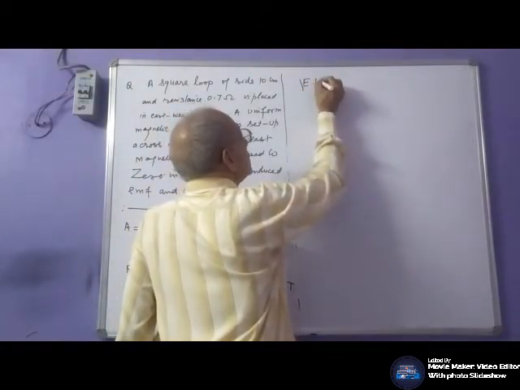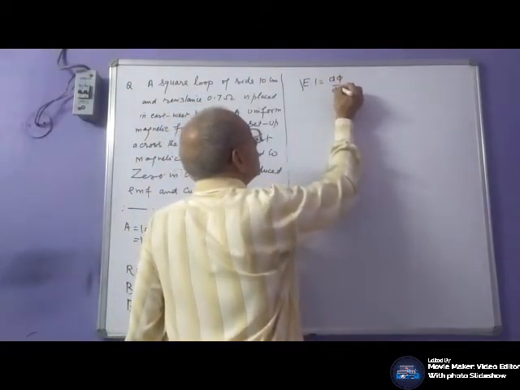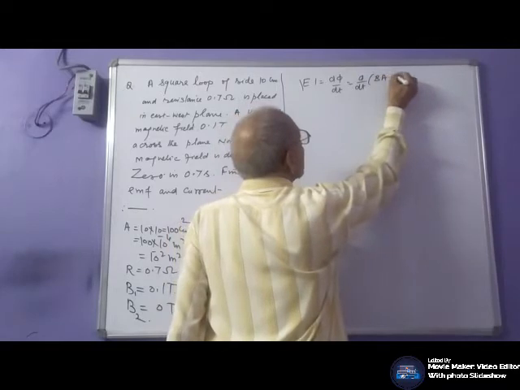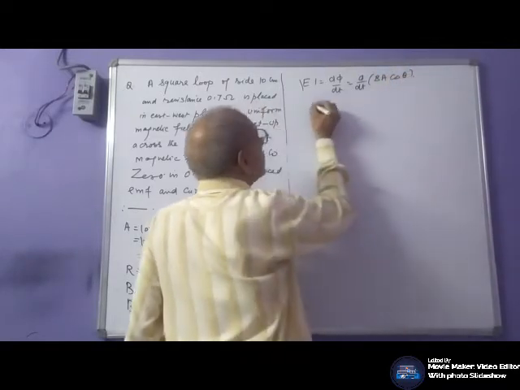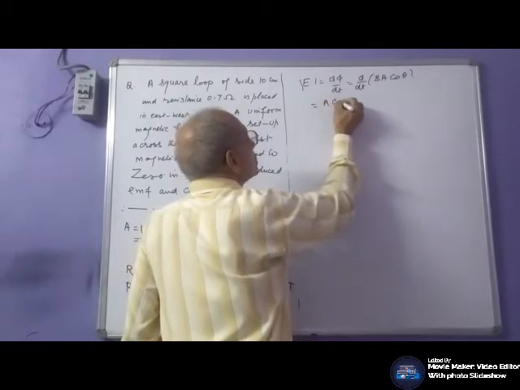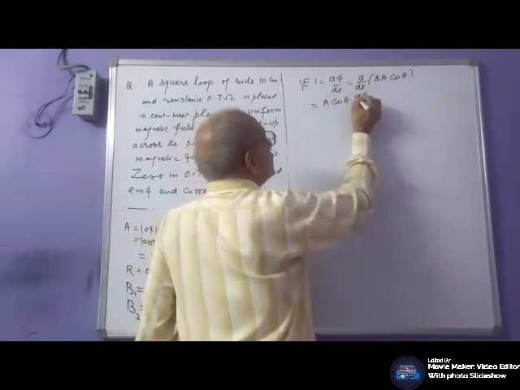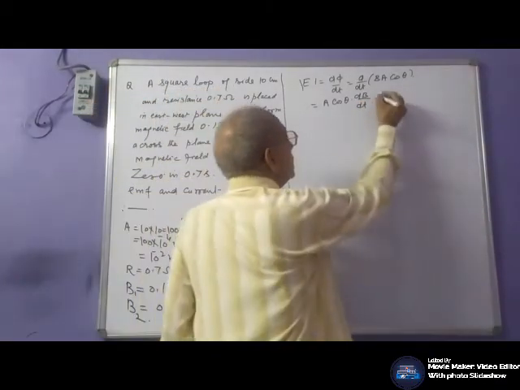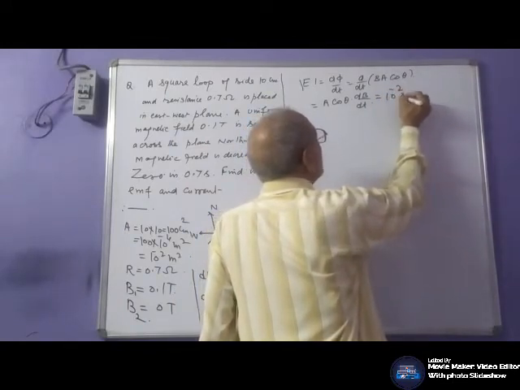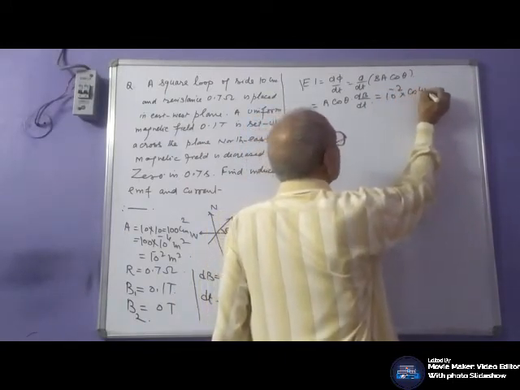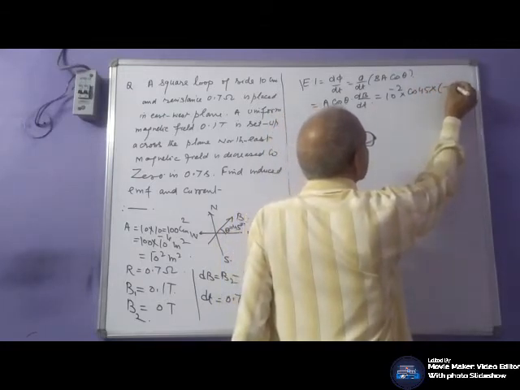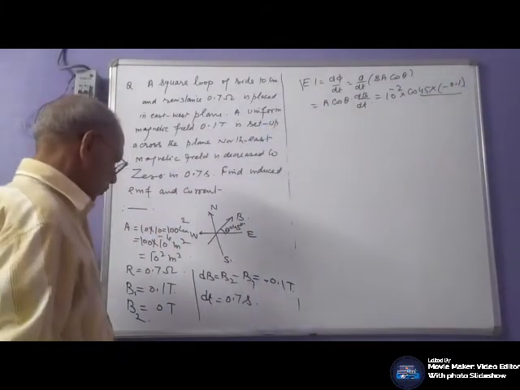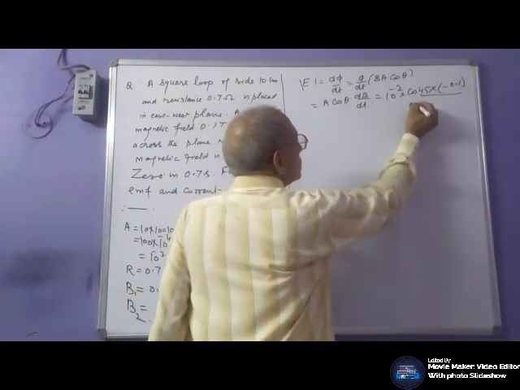EMF is dφ by dt, that is d/dt of φ, which is B A cos θ. A and cos θ are constant, so they come outside, leaving dB by dt. What is A? It is 10⁻² m². What is cos θ? Cos 45. What is dB? Minus 0.1. What is dt? dt is 0.7.